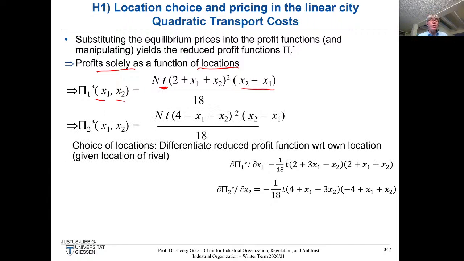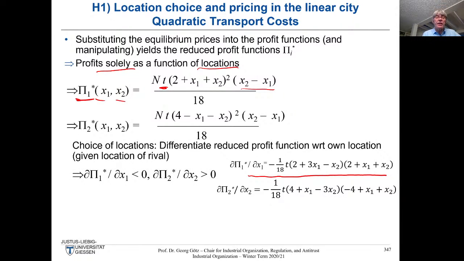What we can do is derive the first order conditions, taking the derivative of profit 1 with respect to firm 1's location X1. So we differentiate the reduced profit function with respect to its own location, given the location of the rival. And that's what we get here.